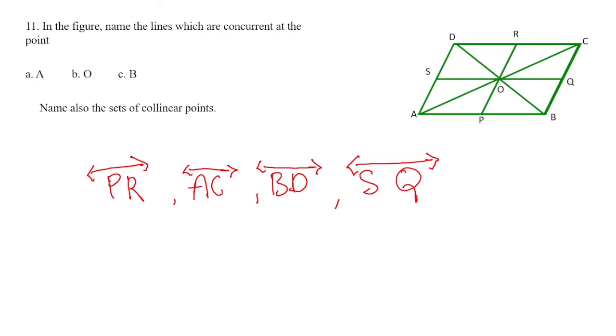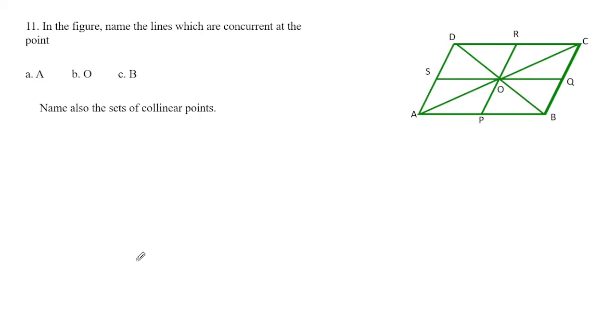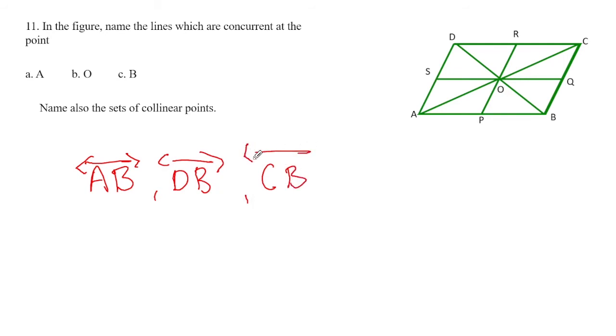Alright, let's move on to point B. Now we have line AB, right? AB meets at point B, then we have line BC and we also have line BD. So line AB, line DB or BD, they are just the same, and line CB.